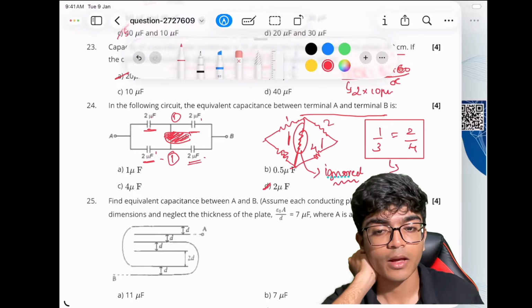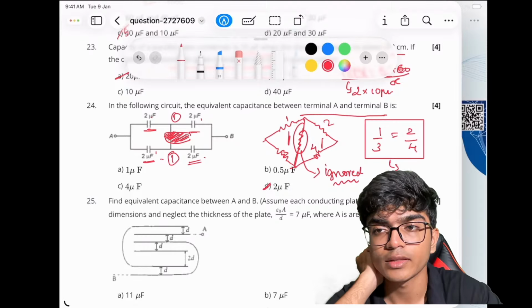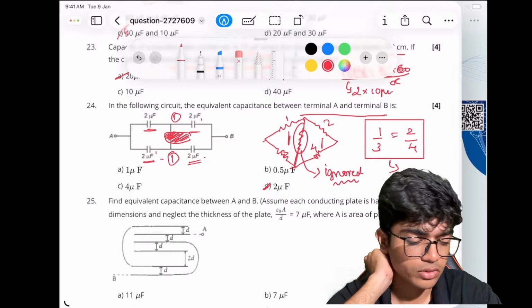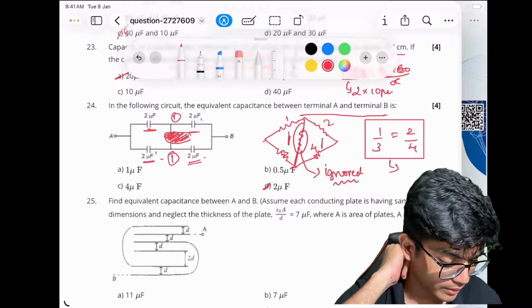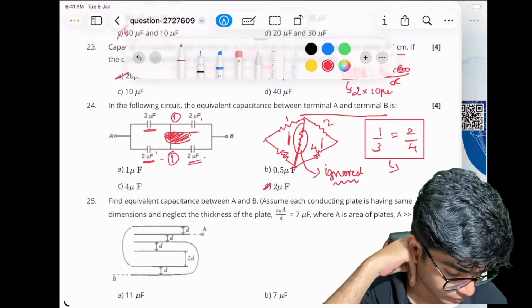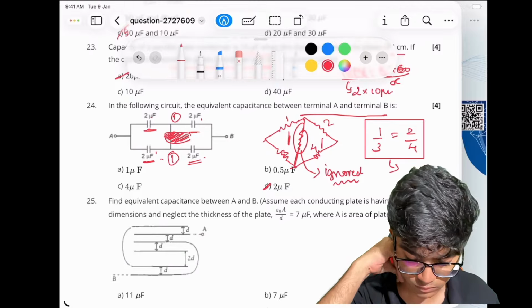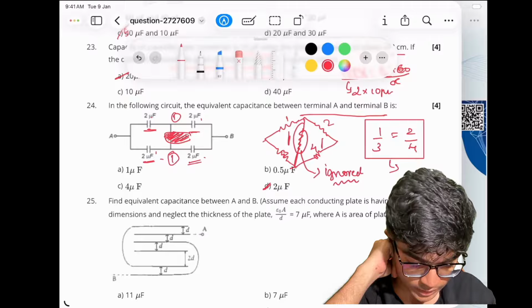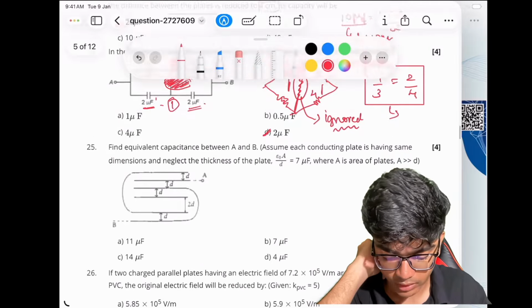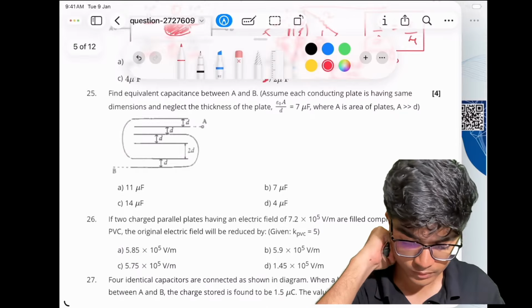Okay, this is your concept of Wheatstone bridge, right? Okay. This is a little complicated. Okay, a little complicated. Fine.